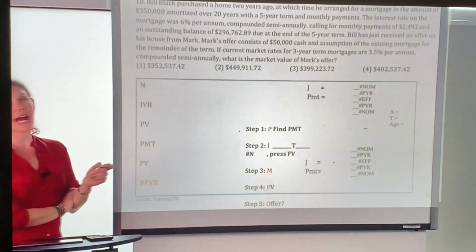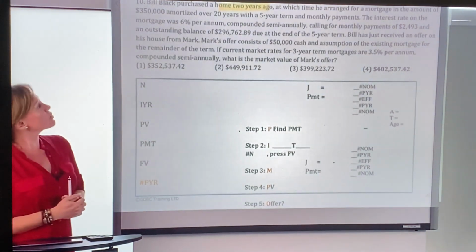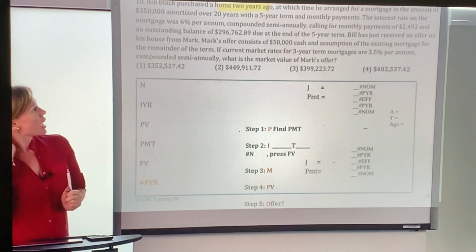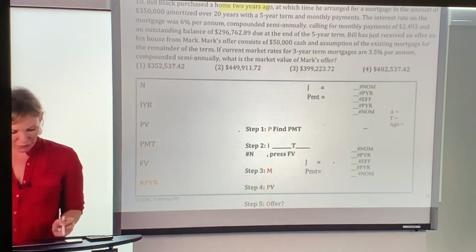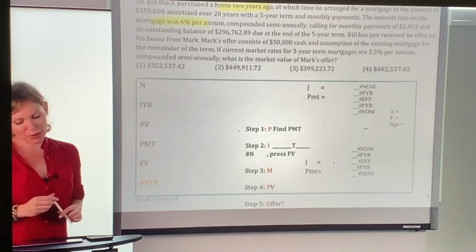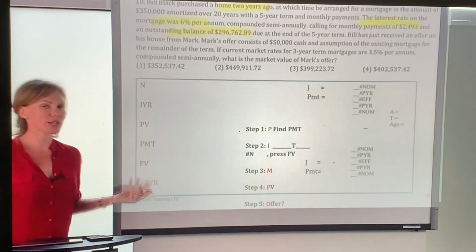Question number 10, Bill Black. He purchased a house 2 years ago. So again, that's a keyword, we have an ago. At that time he arranged a mortgage of the amount of 350,000, 20 years amortization, 5 years term, monthly payments. The interest rate of the mortgage will be 6% compounded semi-annually. That's the first J that we have in here, 6%. It calls for monthly payments. They're giving us payments in here again. And then they give us an outstanding balance. So you see how many things they give us?